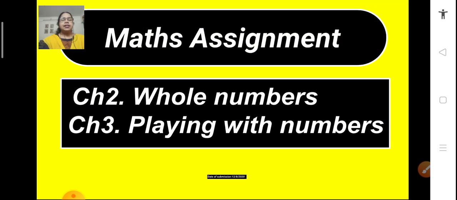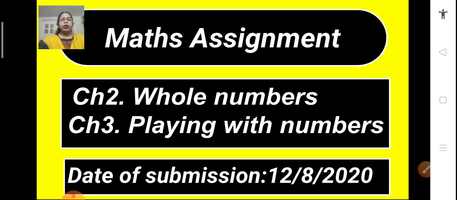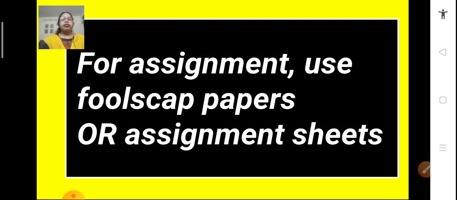Now, in your maths assignment, you have to solve 5 problems which have been taken from chapter 2 whole numbers and chapter 3 playing with numbers. And the date of submission of this assignment is 12th August. For the assignment, you can use foolscap papers or assignment sheets.